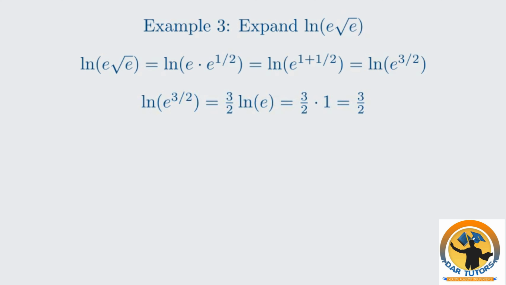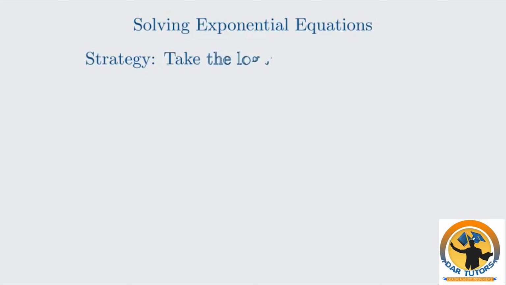We have now seen how to use the laws of logarithms to simplify and expand expressions. This skill is crucial for solving logarithmic and exponential equations, which we'll cover next. Our second objective is to solve exponential equations. We'll focus on cases where the bases cannot be easily made the same, requiring the use of logarithms. The key strategy is to take the logarithm of both sides of the equation. This allows us to use the power law to bring the variable exponent down, turning the equation into a linear one that we can solve.